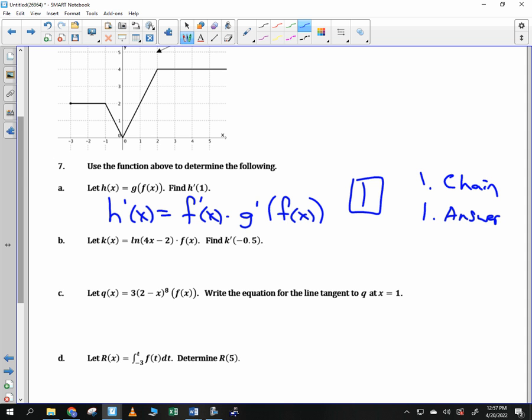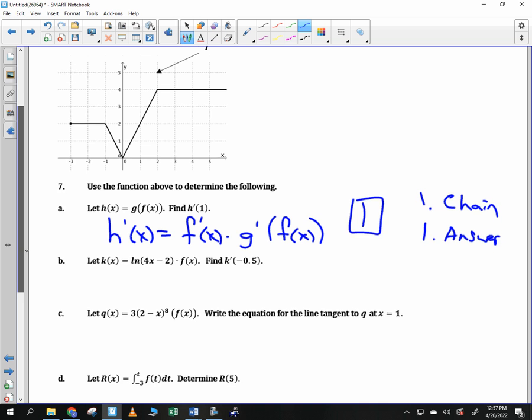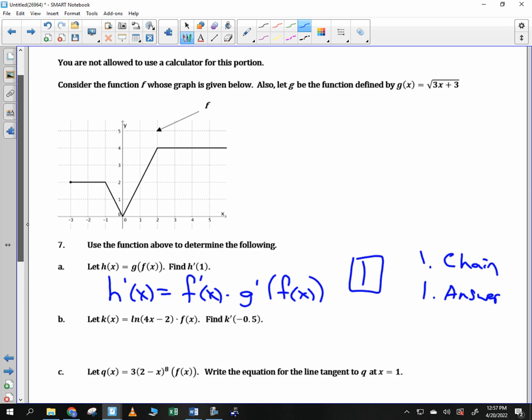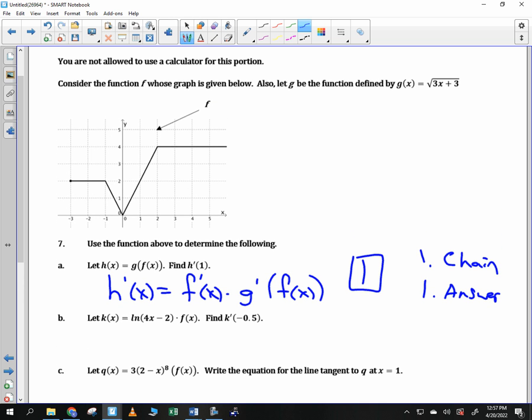Do you need me to go over that? Yeah. I got 1. Why did I get 2 times 6? So let's check to see. This is the function. So what is f prime of 1? What's the rate of change here? 2. So I've got 2 times g prime of f of 1. So what is f of 1? 2. So now I'm looking for 2 times g prime of 2.